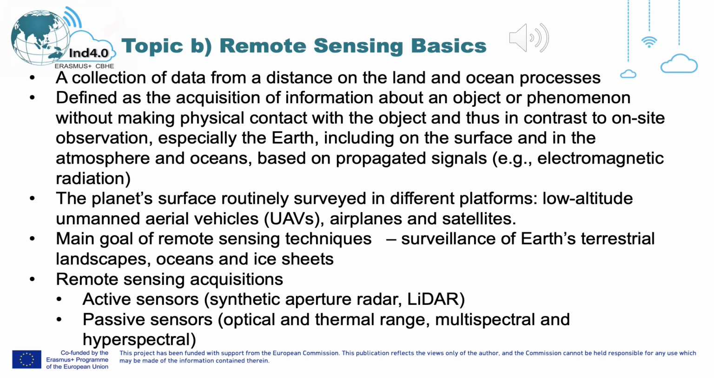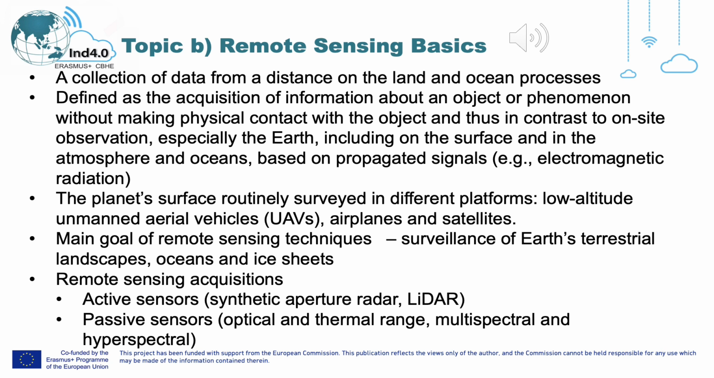to on-site observation, especially of the Earth, including on the surface and in the atmosphere and oceans, it is based on propagated signals, for example, electromagnetic radiation. The term remote sensing was first utilized in the early 1960s to describe any means of observing the Earth from afar, particularly as applied to aerial photography, the main sensor used at that time.